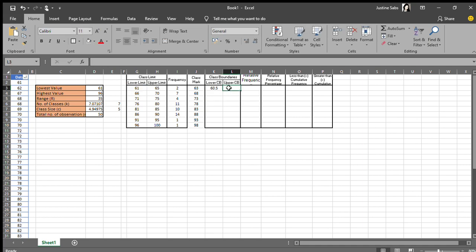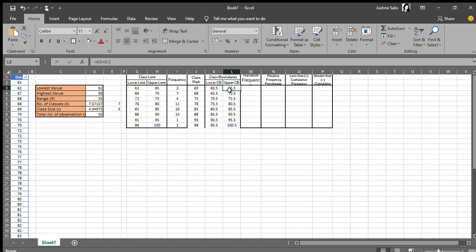Then, for the upper class boundaries, select the first upper limit, then add the value of 0.5. So, select the same limits, then drag down. So, these are now my lower class boundaries and upper class boundaries.